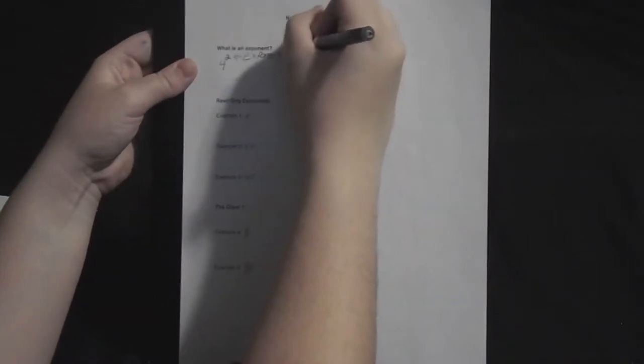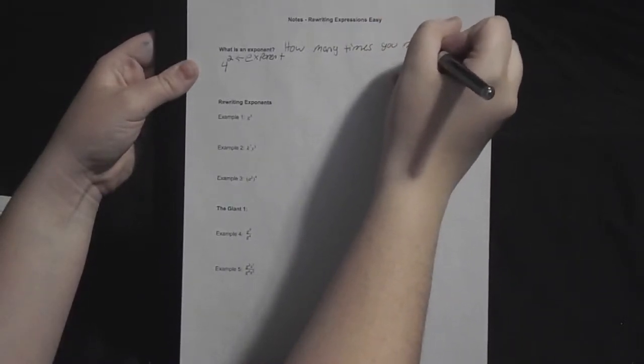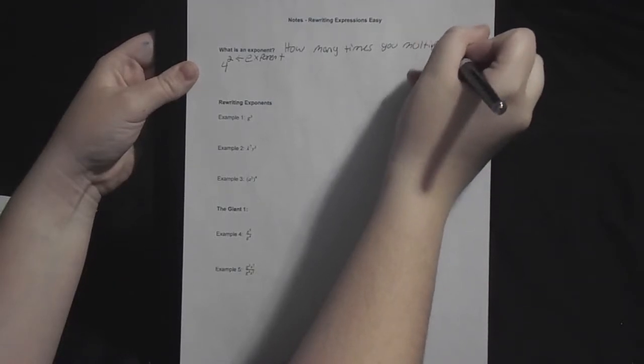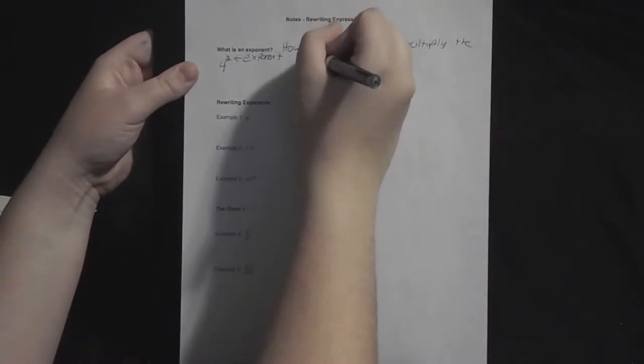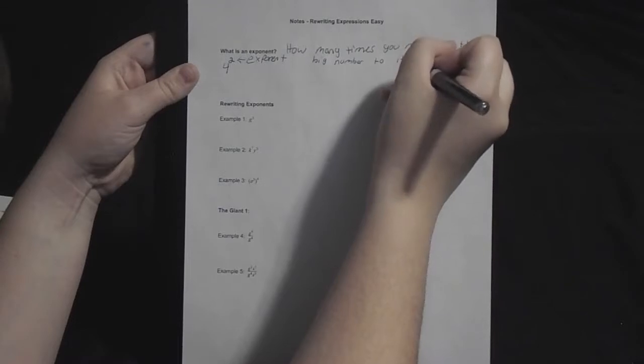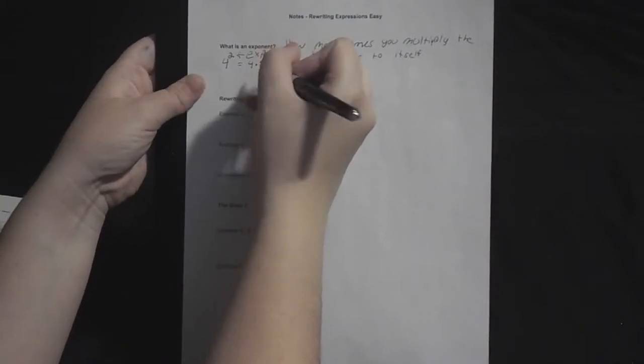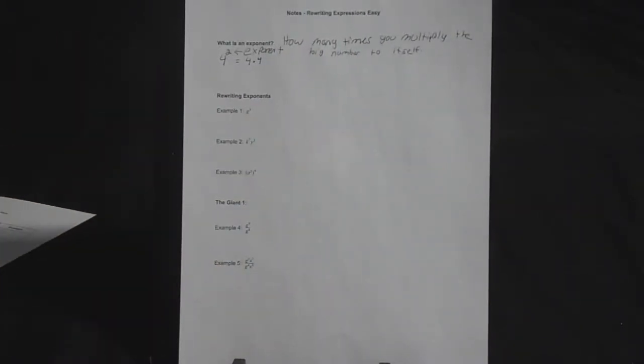Here's what exponent means. The exponent tells you how many times you multiply the big number to itself. So 4 with an exponent of 2 means technically 4 times itself twice. So 4 times 4. And 4 times 4 is 16.